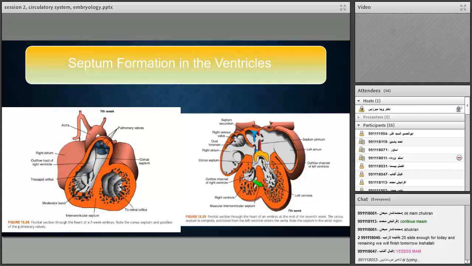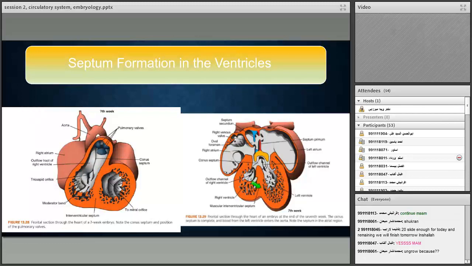The ventricles are expanding, but the middle part won't expand. So it will form a septum between the two ventricles, which is called the interventricular septum. The cells won't grow, and also the blood flow is entering the ventricles, so they are expanding, and the septum is forming.